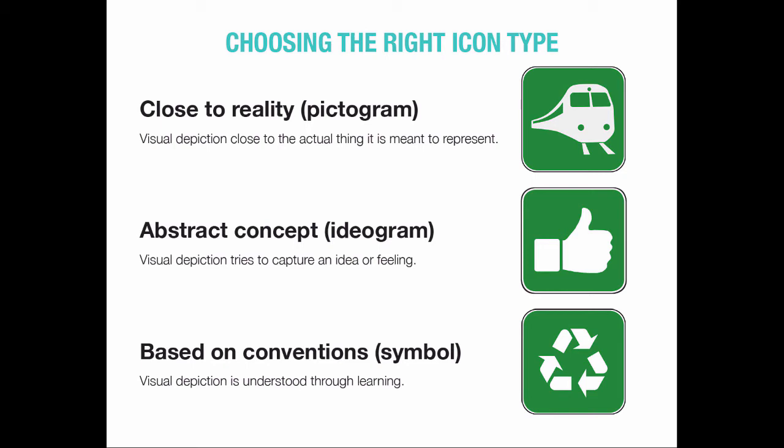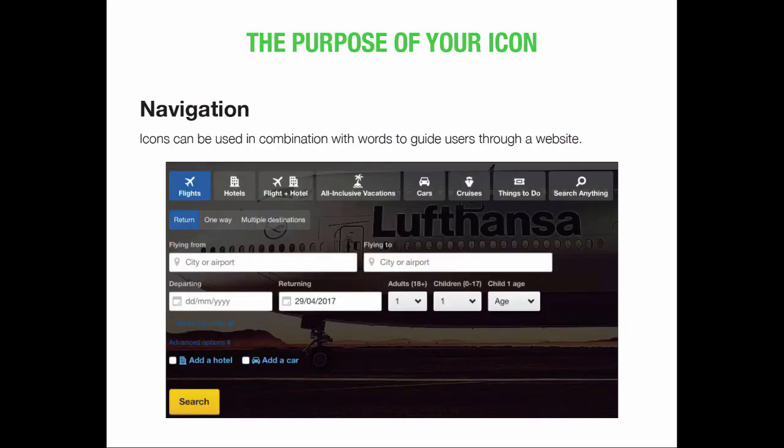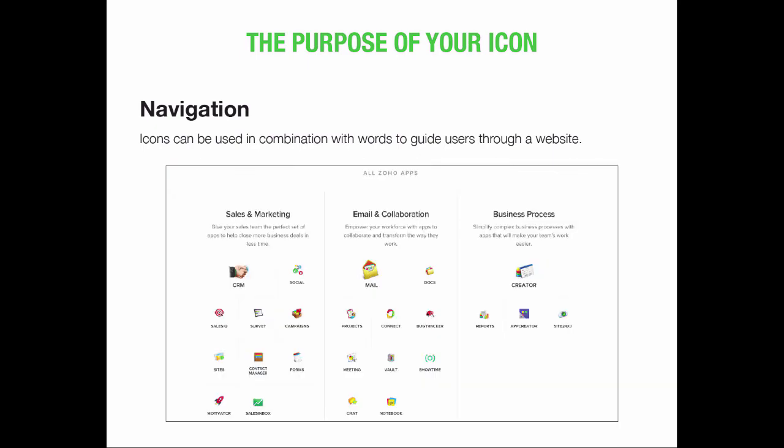Icons are used for different reasons. They can be used for navigation purposes. Many websites use icons in combination with words. The travel site Expedia does this well in its search box, and Zoho also uses a combination of words and icons to guide visitors to information on their various services.